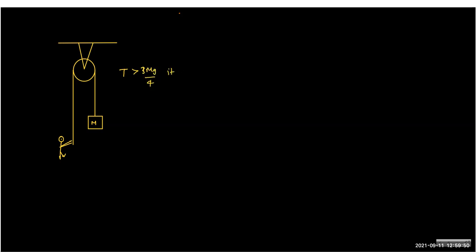So we are going to solve a question like this. It's just the reverse of the previous situation. So the question is, on one side we have a block of mass, on the other side is a man. Now the question is, if the tension exceeds 3mg/4, the string breaks.